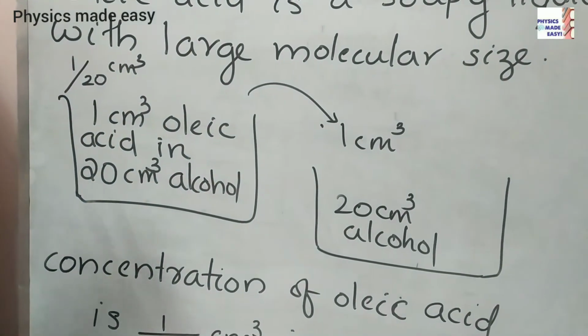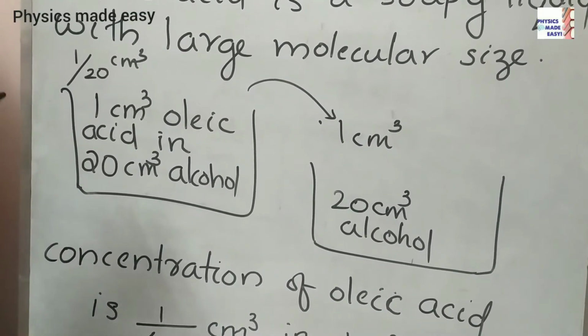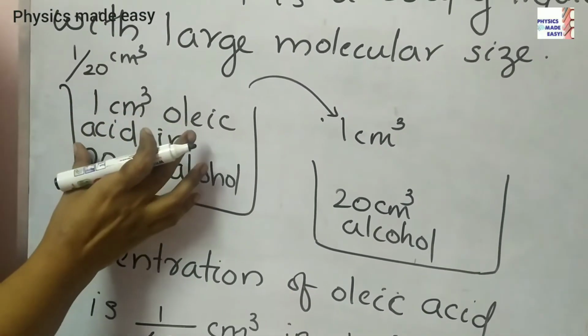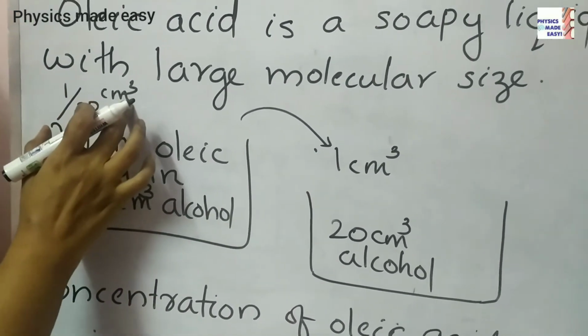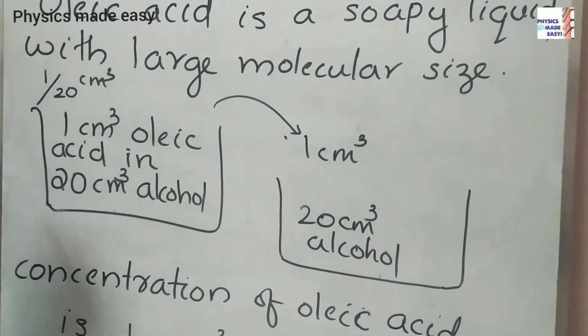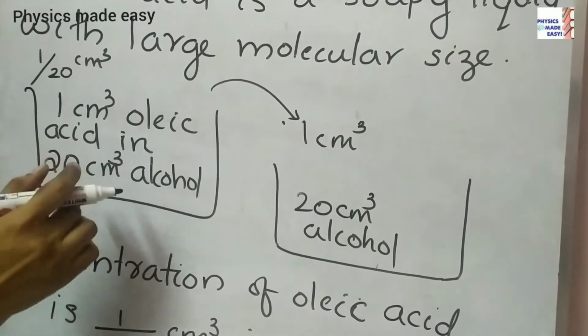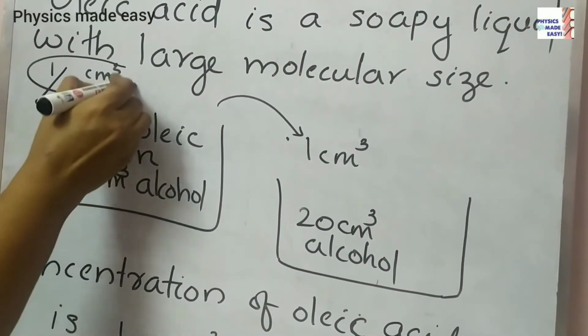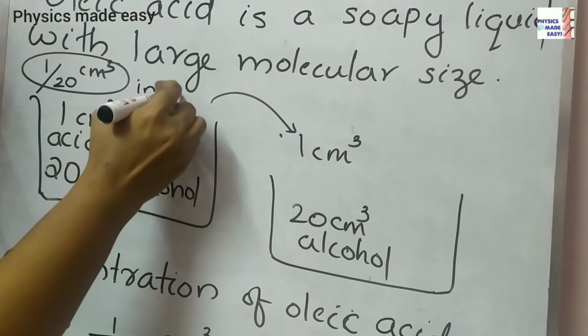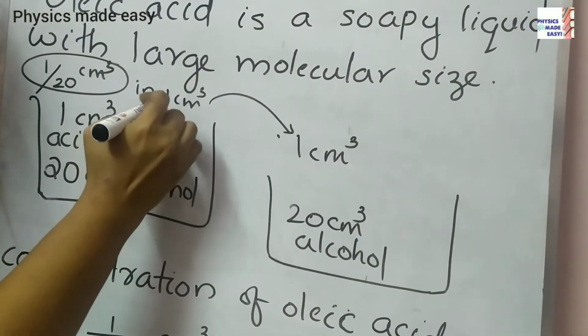So here we can say oleic acid's concentration is 1 by 20 centimeter cube. If you are considering 1 centimeter cube of alcohol in this, there we can say 1 by 20 centimeter cube of oleic acid is there. So in this beaker concentration of oleic acid is 1 by 20 centimeter cube in 1 centimeter cube of alcohol.